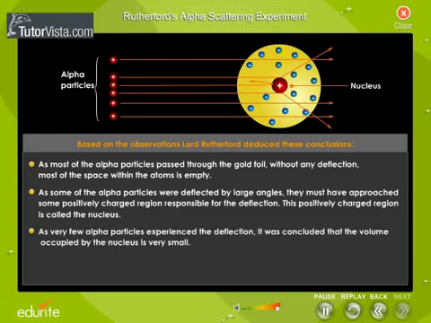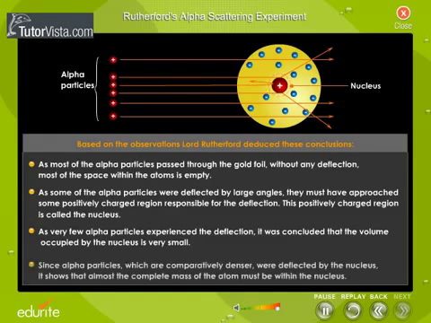As very few alpha particles experienced the deflection, it was concluded that the volume occupied by the nucleus is very small. Since alpha particles, which are comparatively denser, were deflected by the nucleus, it shows that almost the complete mass of the atom must be within the nucleus.